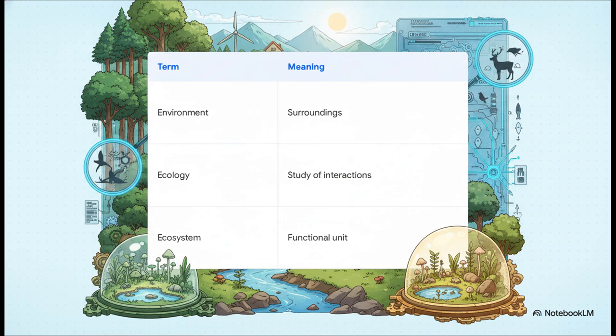Now, I want to pause here for a second, because it is so easy to mix up the three E's: environment, ecology, ecosystem. Let's clear that up right now so we're all on the same page. The environment is simply the physical surroundings, the stage. Ecology is the scientific study of what happens on that stage. And the ecosystem? That is the actual functioning unit. It's the localized group of living organisms reacting in real time with their non-living features.